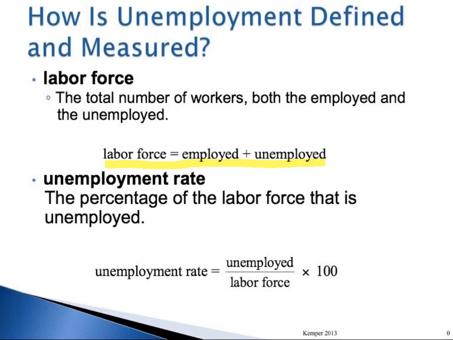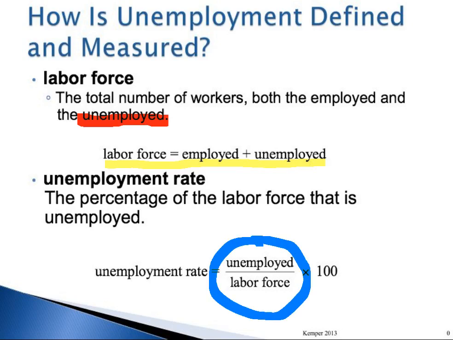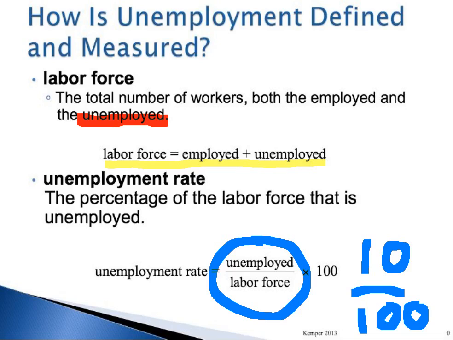So the labor force is the amount of people who are employed plus the unemployed. They're looking for a job, right? Now, to calculate the unemployment rate, we take the unemployed, the amount of people you'll see right up here that are unemployed, divide that by the labor force, and multiply by 100 to get our percentage. So for instance, let's say the unemployed amount of people was 10 million and the labor force was 100 million. We would divide that out and we'd get a rate of 10%.